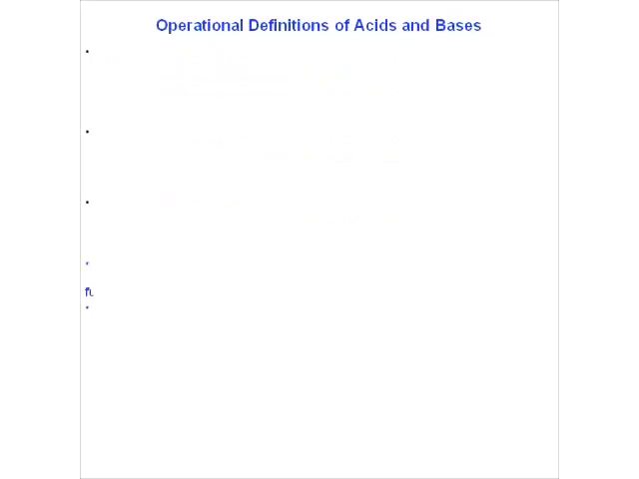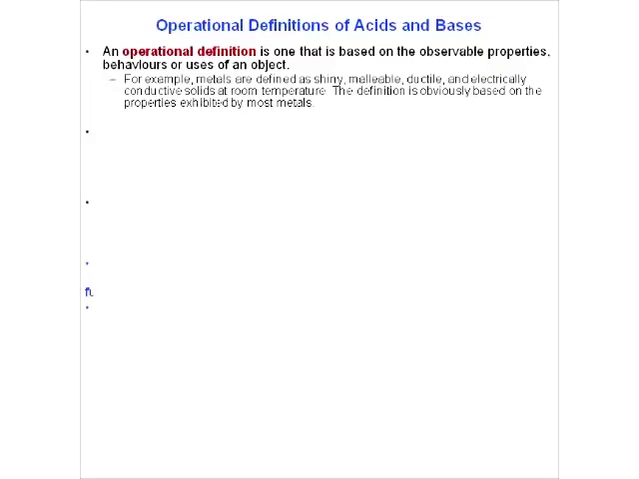Okay, operational definitions of acids and bases. An operational definition of anything is simply a definition of observable properties. What do you see? What do you notice when you look at something? How would you define it based on its behaviors, what it does, and what it looks like?